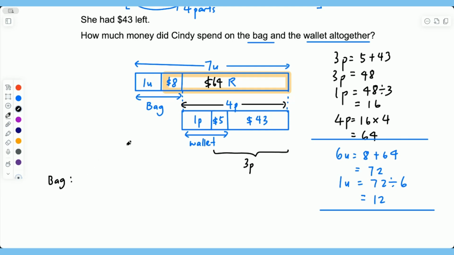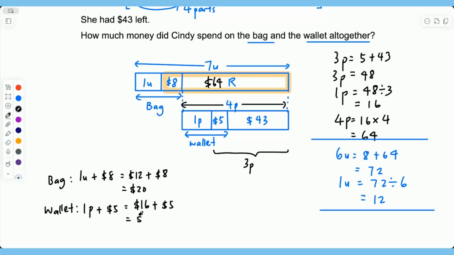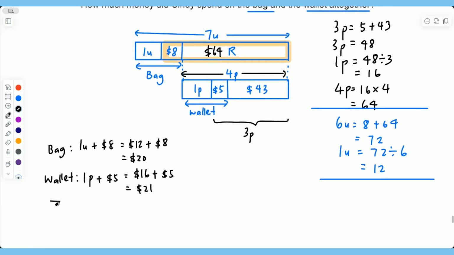That will be 1 unit plus $8. 1 unit is $12. And then plus $8. That will be $20. And now for the wallet. Wallet is 1 part plus $5. 1 part is $16 plus $5. That gives us $21. So the total amount spent will be 20 plus $21, and that gives us $41.